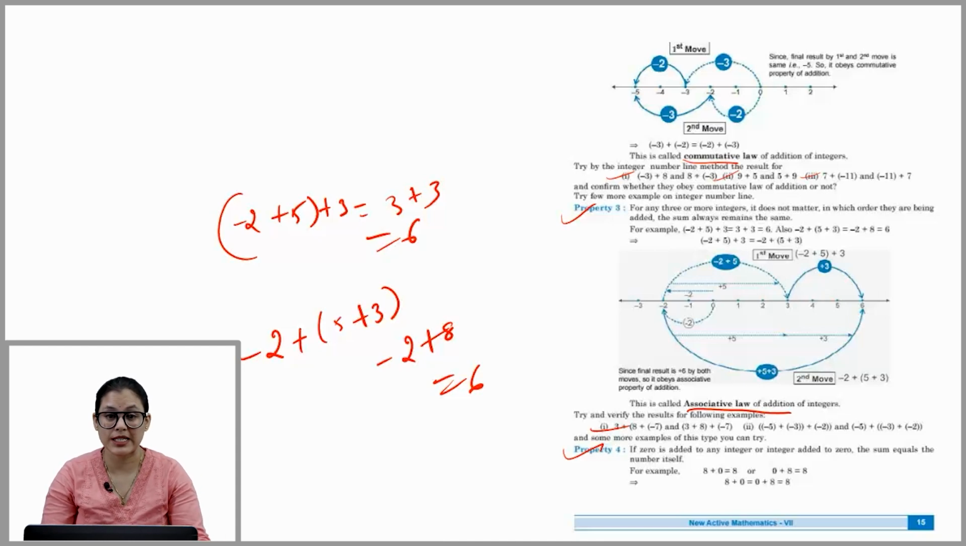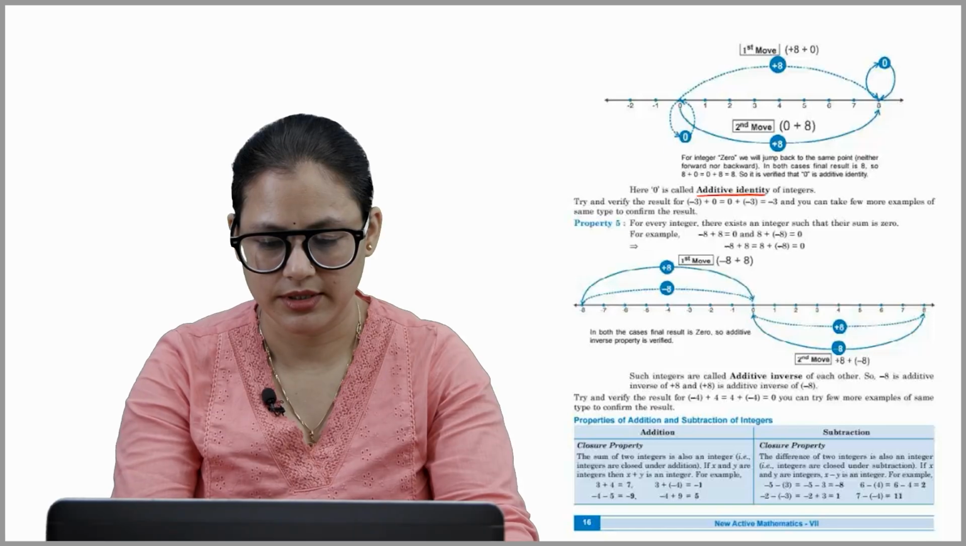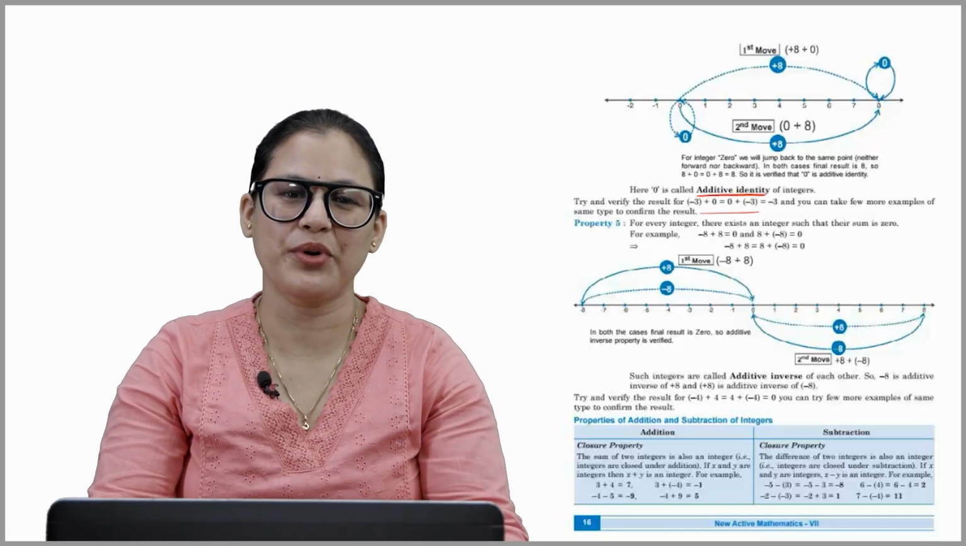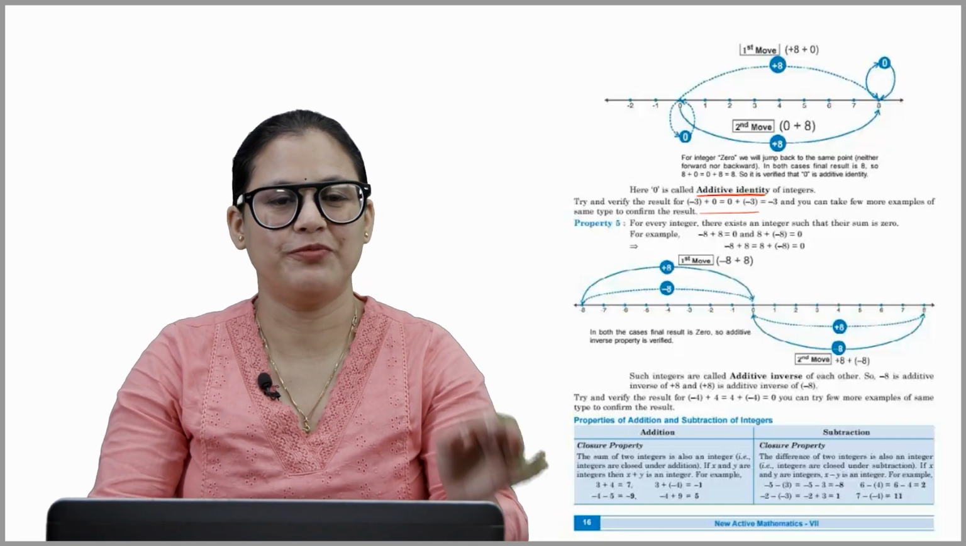0 plus 8 is what? 8. Okay. Here 0 is called the additive identity of integers. Try and verify the result for this also, and you can take a few more examples of the same type to confirm the result.